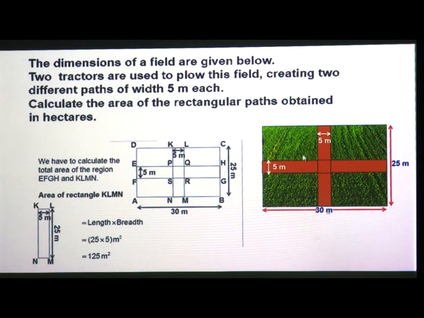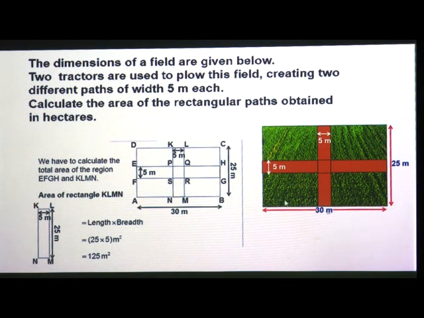Now, we had used the two tractors to make the paths in this field, which are 5 meter wide. Here it is 5 meter wide and this is also 5 meter wide, each path. So, calculate the area of the rectangular paths obtained in hectares. We have to calculate in hectares, because it is given as a field whose dimensions are given.